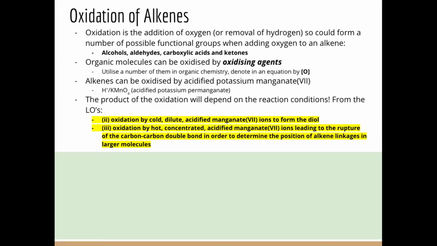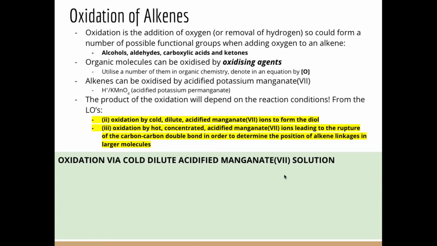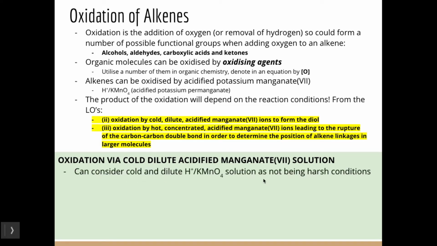So let's look at both of these. Let's consider first the unharsh conditions. So unharsh, it's a low temperature, cold, and it's not concentrated. Both of these have the same oxidizing agent. We're just changing the temperature and we're changing the concentration. So the unharsh conditions, cold and dilute, we form the diol. Oxidation via cold dilute acidified manganate solution. Can consider cold and dilute as not being harsh conditions, as I say.